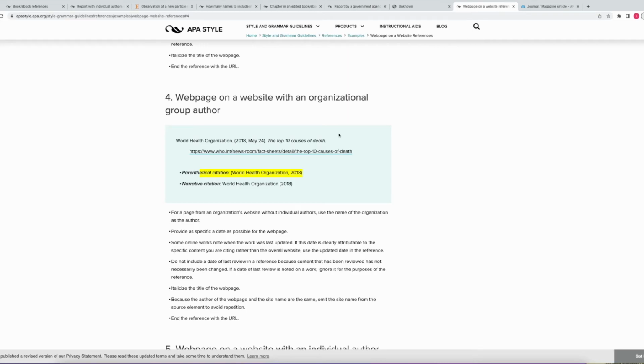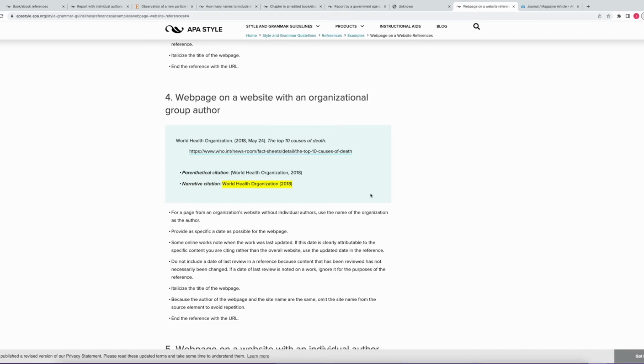Now let's take a look at a simpler example. So this one is from the World Health Organization, and there is no real author. So you're going to move the World Health Organization into the title role. It was published in 2018, May 24th. The title of the web page is the top 10 causes of death. Notice this middle field is missing. So this is where the National Institutes of Health would go. And then the World Health Organization website is here. And then again, if you were going to cite this in a discussion board or a paper, these are the options you have to cite in text.